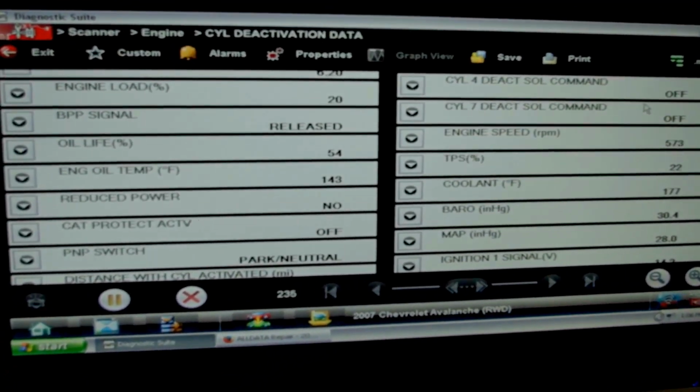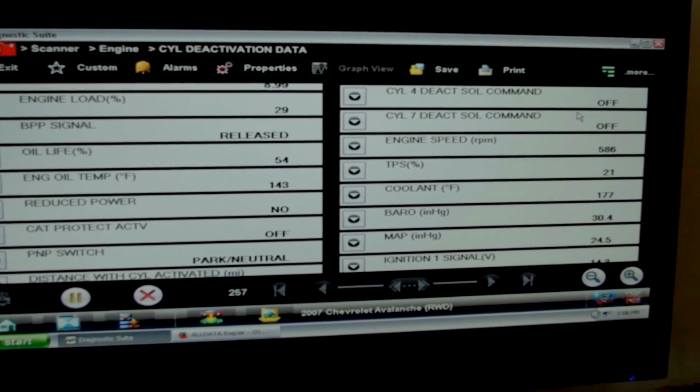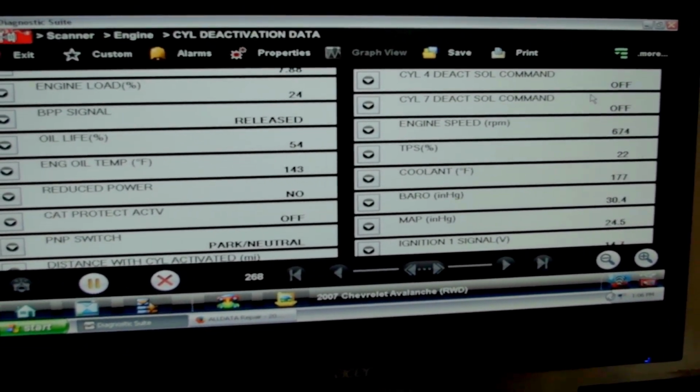Right now, this deactivation system is off, meaning that it's not causing this terrible misfire. So either A, we have a bad set of coils and plugs, or B, we have an internal engine problem. Now that's where I actually have to be a master tech and diagnose the issue, because if it's severe enough, it could be an engine for this gentleman.